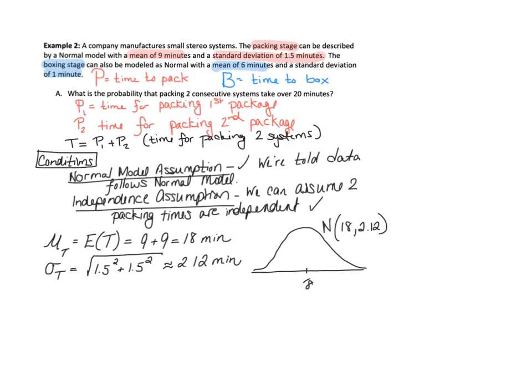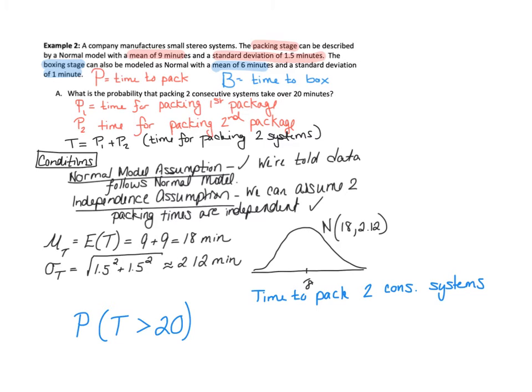I just zoomed out to give myself a little more space. Not a bad idea to state what this is. And now what are we calculating? We are asked what is the probability that our total time, which we said is t, is over 20 minutes. So I write the probability that t is greater than 20.